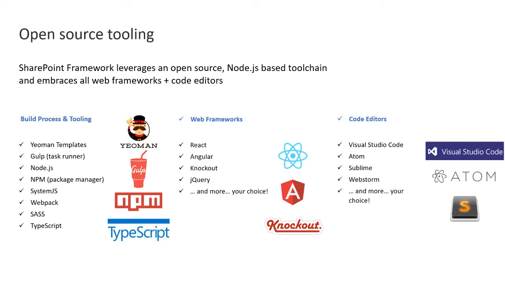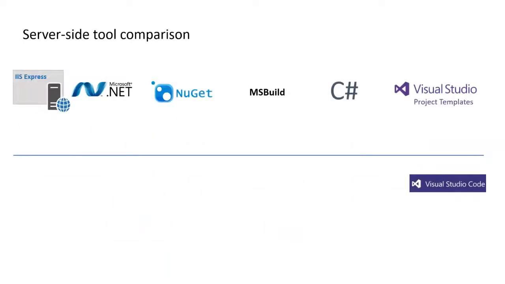We have the build process and tooling using Yeoman, Gulp, Node, NPM, everything. And we have web frameworks like React, Angular, Knockout, jQuery, and other libraries like Backbone, Handlebars, whatever. And we have code editors, that's also open. We can use any, but it's preferred to use Visual Studio Code, and you can use Atom or Sublime or WebStorm. I have a different option. What is that? One by one we will come. If you are coming from a C# developer background, you have an idea, right?